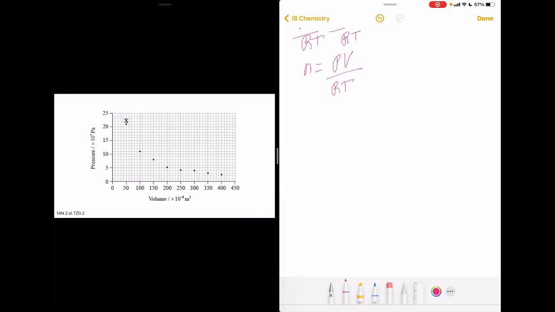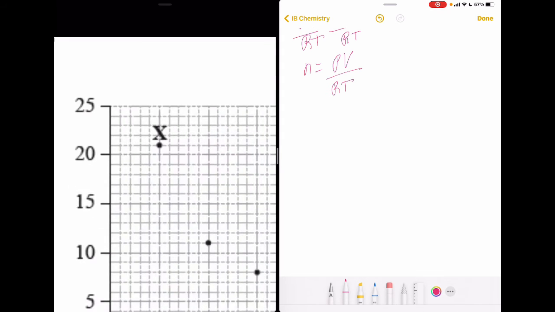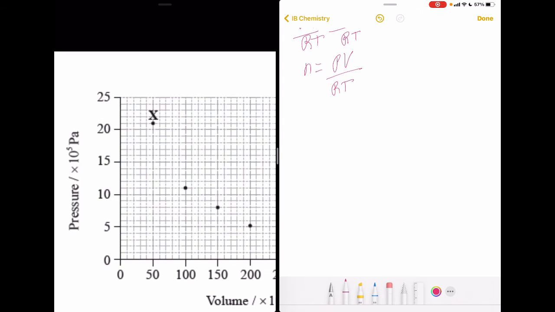If you look at the graph, we have to find the values there. So P is pressure, as we said, and it says to use this point, which is X. So the pressure here is 21. However, if you look at the label, it says pressure times 10 to the power of 5. So it's 21 times 10 to the power of 5.